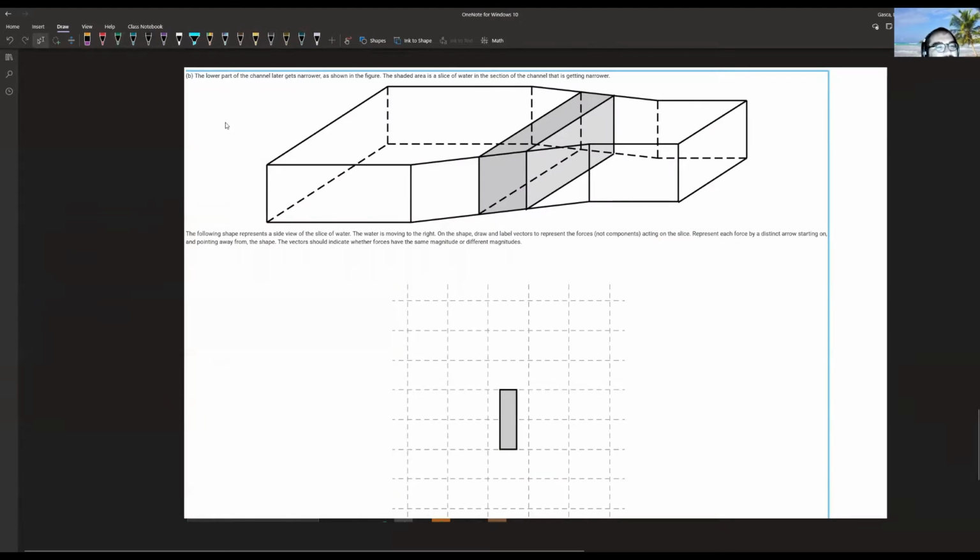Okay, so the lower part of the channel gets narrower as shown in the figure. And the shaded slice is a slice of water in the section of the channel that is getting narrower.